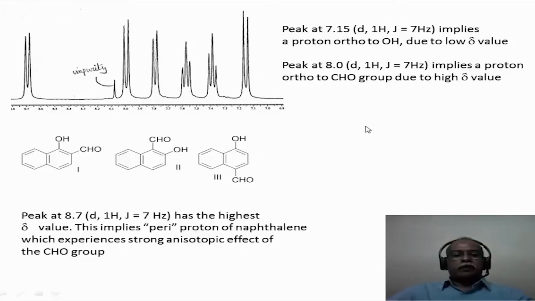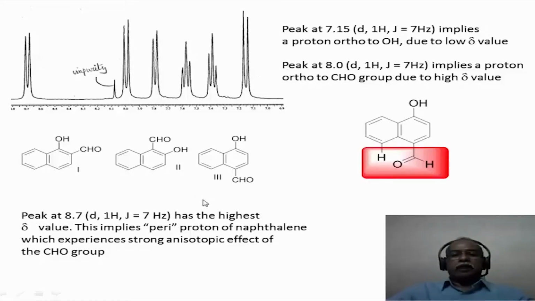This can be further confirmed by the fact that there is a peak at a very high delta value, about 8.7 ppm or so, and this would imply that there is a peri hydrogen which is experiencing the anisotropic effect of the aldehyde functional group. What I mean is, if you take this hydrogen, which is at the peri position of the naphthalene, there is an aldehyde group at the other peri position of the naphthalene. Because of the anisotropic effect of the aldehyde functional group, or any carbonyl functional group in the peri position, this particular hydrogen is pushed to a very high delta value of around 8.8 or 8.9.